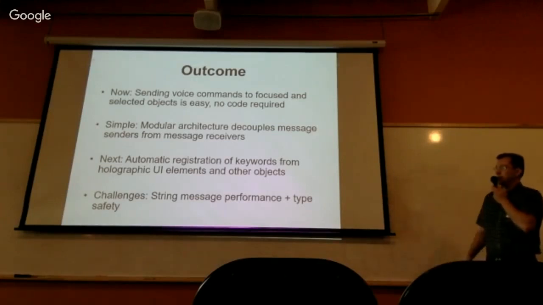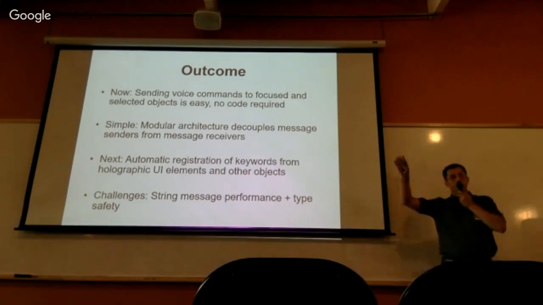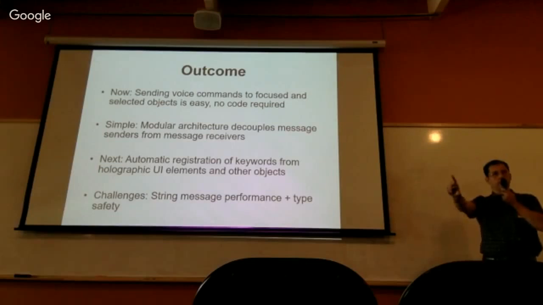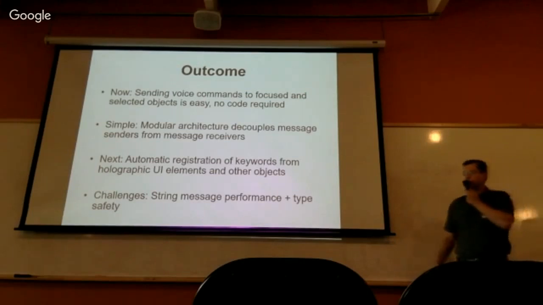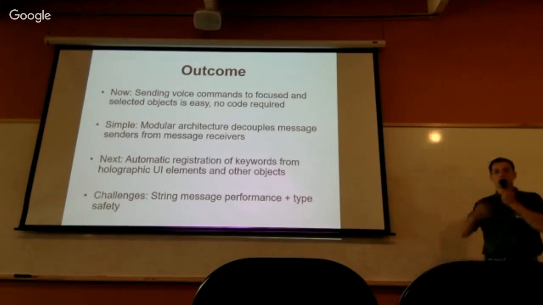And so what's next on my list is I want to add the ability to automatically register keywords. For example, one of the things you see with holographic UI elements is that you want to send events to them. I want to be able to both use the onSelect event when you use the air tap gesture, and at the same time have the ability to issue voice commands to do the same thing. I think it's an interesting idea to explore, so that you have clarity between what you can do with your air tap and what you can do with voice commands.